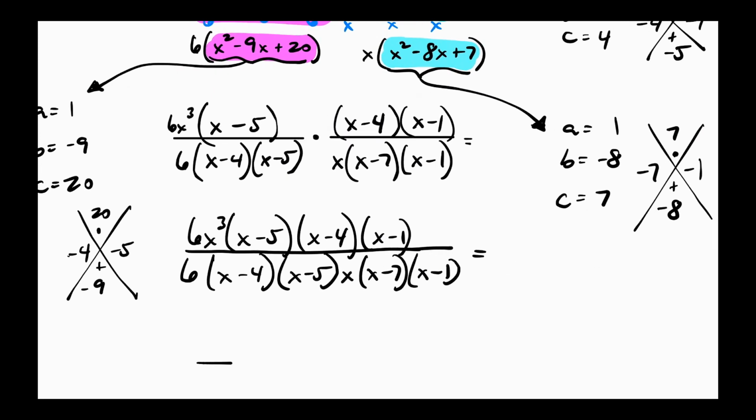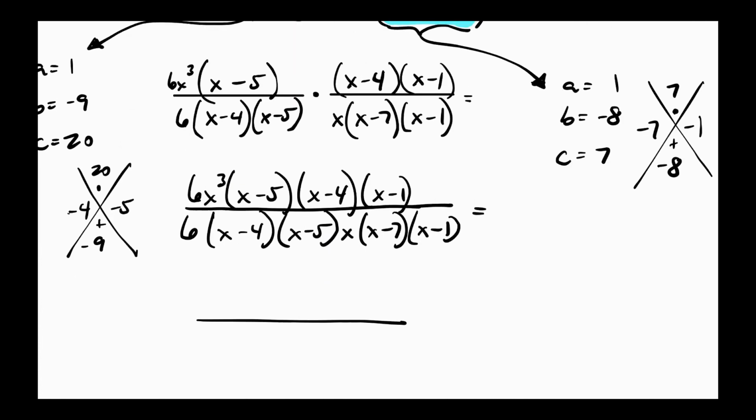Look for things that cancel out. Let's see here. All right. x minus 5 and x minus 5, gone. x minus 4 and x minus 4, gone. x minus 1 and x minus 1, also gone. The sixes on the outside. Look at the sixes on the outside here. They're both lone wolf sixes.